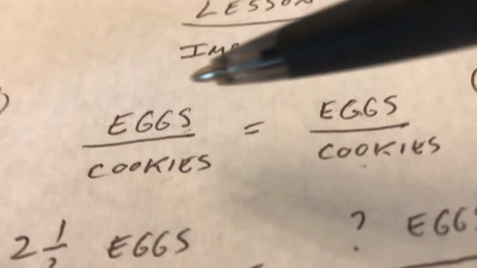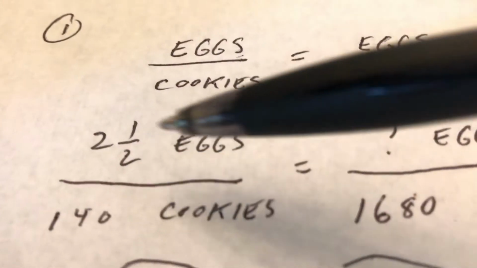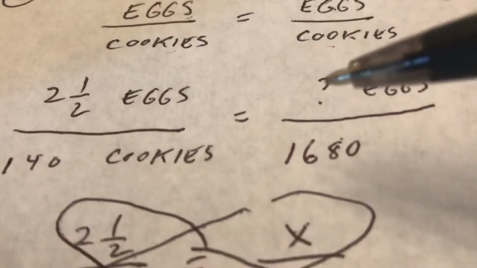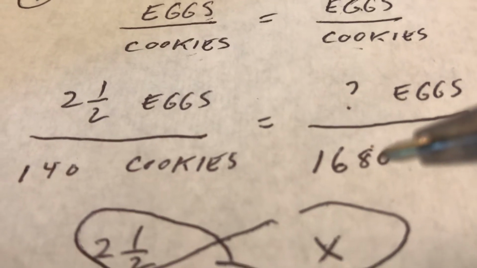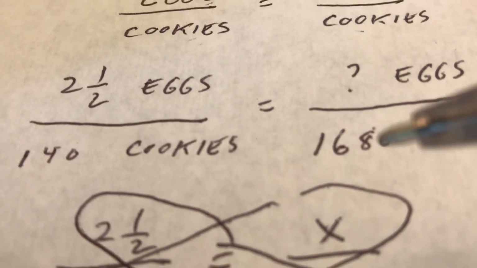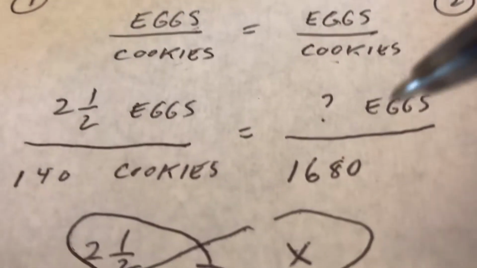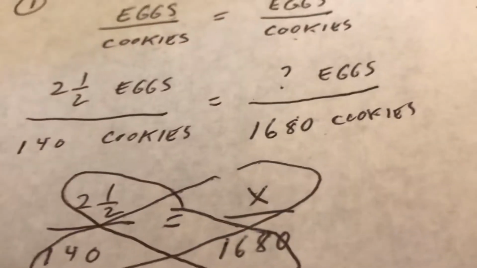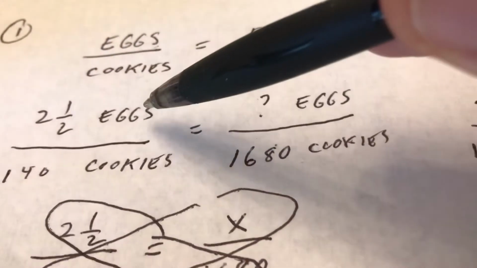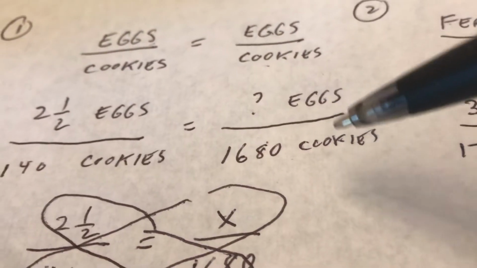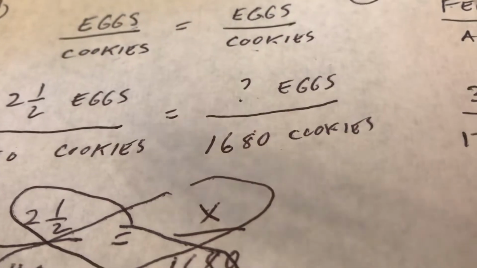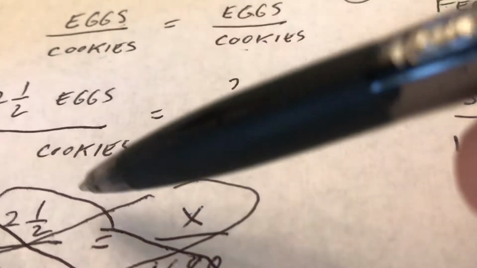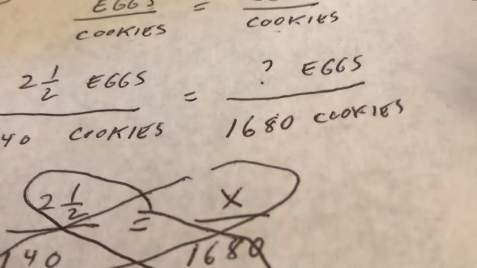So I like to write what they have. They say 2.5 eggs is to 140 cookies as how many eggs is to 1,680 cookies. Okay, so it always has to be the same. Eggs on the top, cookies on the bottom, eggs on the top, cookies on the bottom. Or you could have cookies on the top, eggs on the bottom, cookies on the top, eggs on the bottom, but it has to be the same on both sides.